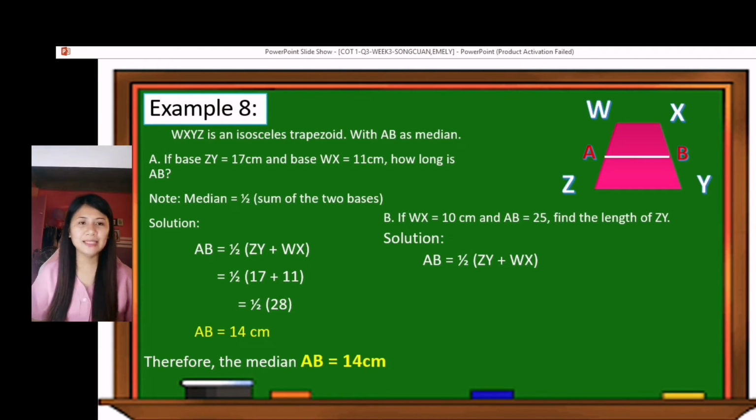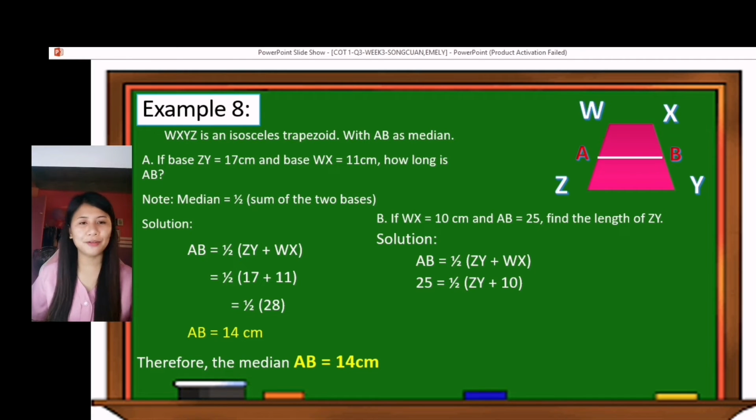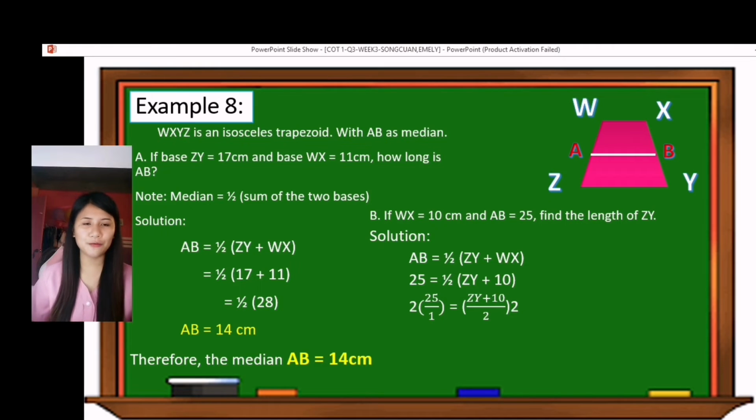Letter B. If base WX is equal to 10 centimeters and AB is equal to 25, find the length of base ZY. So here is the solution. AB is equal to 1/2 of the sum of ZY plus WX. Since ZY is still unknown, let us first substitute the value of AB and the base WX. We have 25 is equal to 1/2 of the sum of ZY plus 10. Next, in this equation, we have two ways. We can do the cross multiplication or just multiply it on both sides.